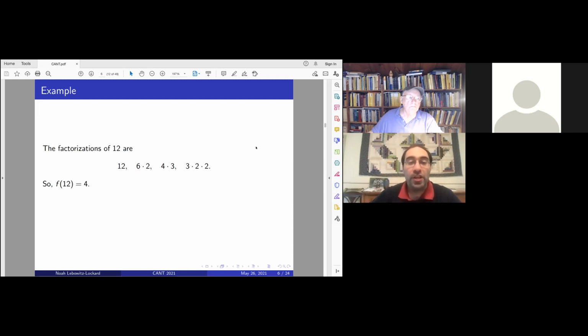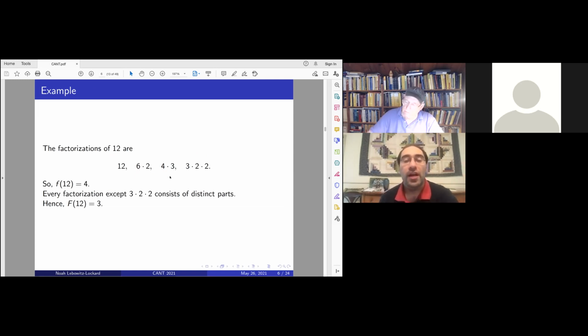So as an example, here are the factorizations of 12: 12, 6 times 2, 4 times 3, and 3 times 2 times 2. Little f of 12 is 4. However, the factorization 3 times 2 times 2 has 2 copies of 2. So big F of 12 is 3. Again, I said unordered, so that's why I'm not also counting 2 times 6 or 3 times 4 or anything like that.